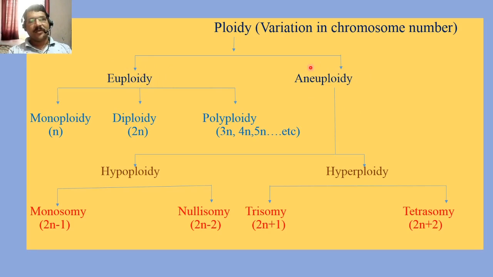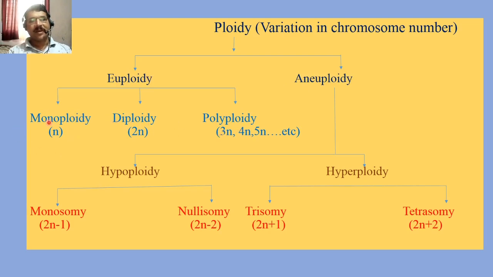The second is aneuploidy. Here 1 or 2 chromosomes get added into the basic chromosome set, or sometimes one or two chromosomes get subtracted. When chromosomes are added, it is called hyperploidy, and when chromosomes are subtracted, it is called hypoploidy. Euploidy is further divided into three types: monoploidy, diploidy, and polyploidy.